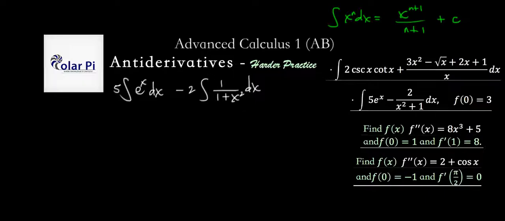I'll clue you in. It's an inverse trig function. And yes, this f of 0 is equal to 3 is assuming that the antiderivative of this is the function f. Assuming that we know that the antiderivative of all of this is called f of x, we know that the value of that antiderivative at 0 is 3.